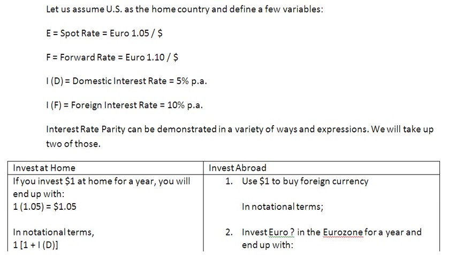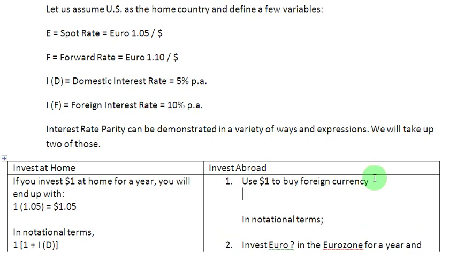Now let us move to the second alternative, that is to take your money abroad and invest it there. So since you want to invest your money abroad, the first thing that you will need to do is to convert your US dollars, that is your home currency, into the foreign currency. So you are going to use your $1 to buy some units of foreign currency. So let us do that and see how much money you can get with $1.